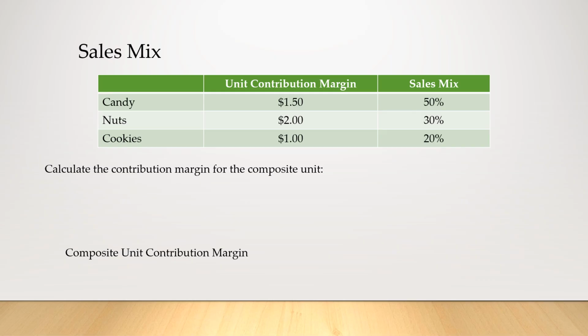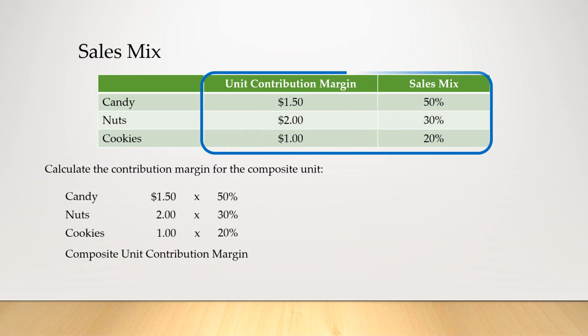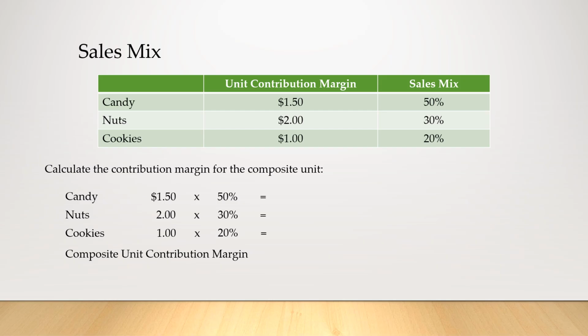To figure out the composite unit contribution margin, we will multiply each gift box contribution margin by its respective sales mix percentage. We then sum those products to get a composite unit contribution margin of $1.55 per unit.